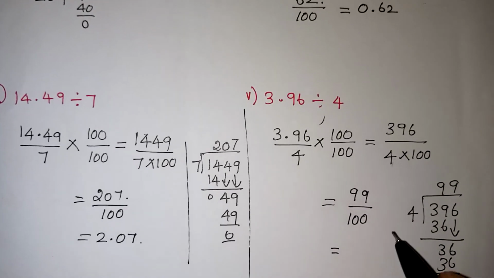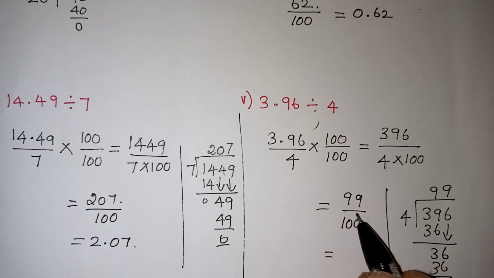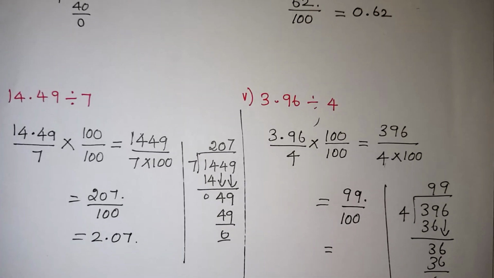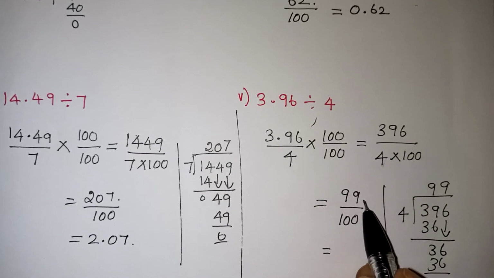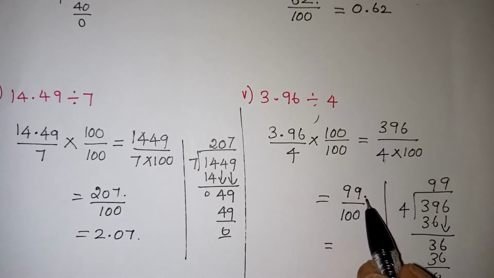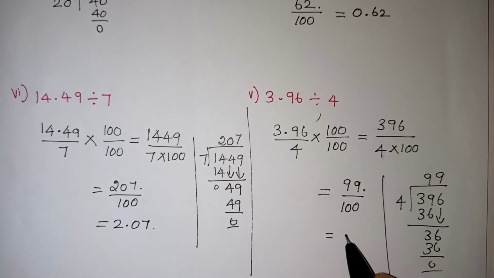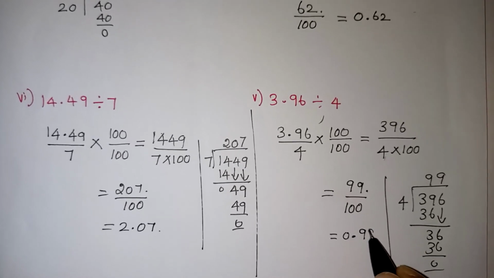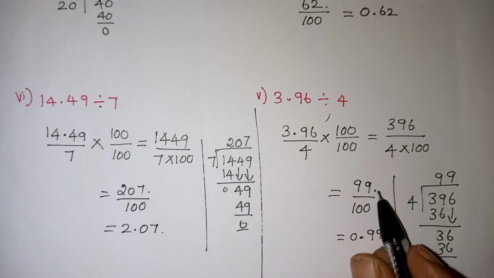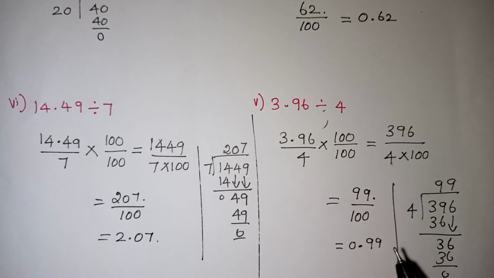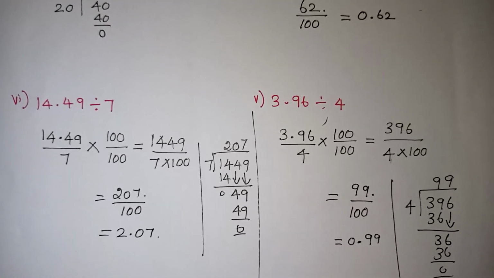There is no point in this number, so you should keep it at the last. We are dividing by 100, so 2 zeros are there. The decimal should move 2 places towards your left hand side. So 0.99 is your correct answer. So during division, the point should go to your left hand side. For multiplication, it should go to your right hand side.